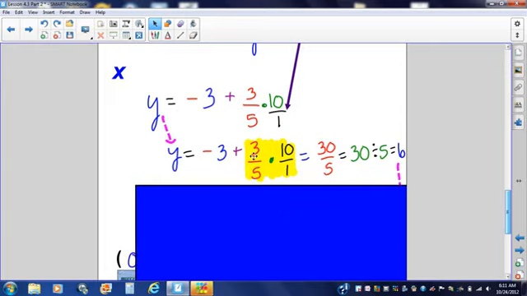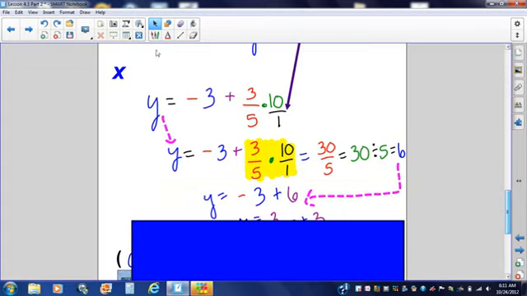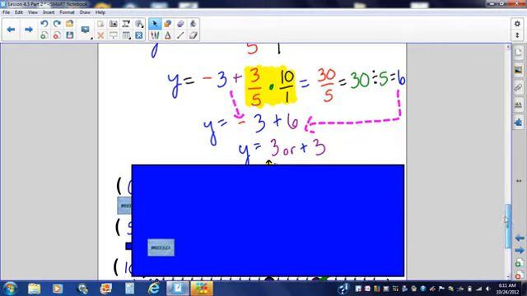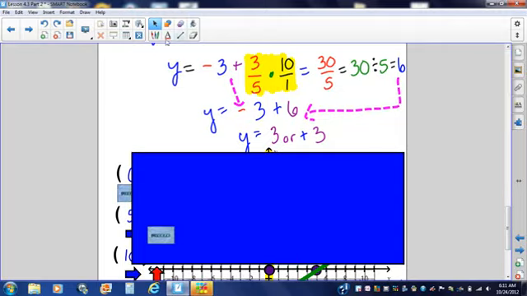So now I'm going to do multiplication first, top times top, bottom times bottom. Multiplying fractions ain't a problem. That gives me 30 over 5. 30 divided by 5 gives me 6. So now I have negative 3 plus 6. Negative 3 plus 6 is going to give me positive 3 or 3.